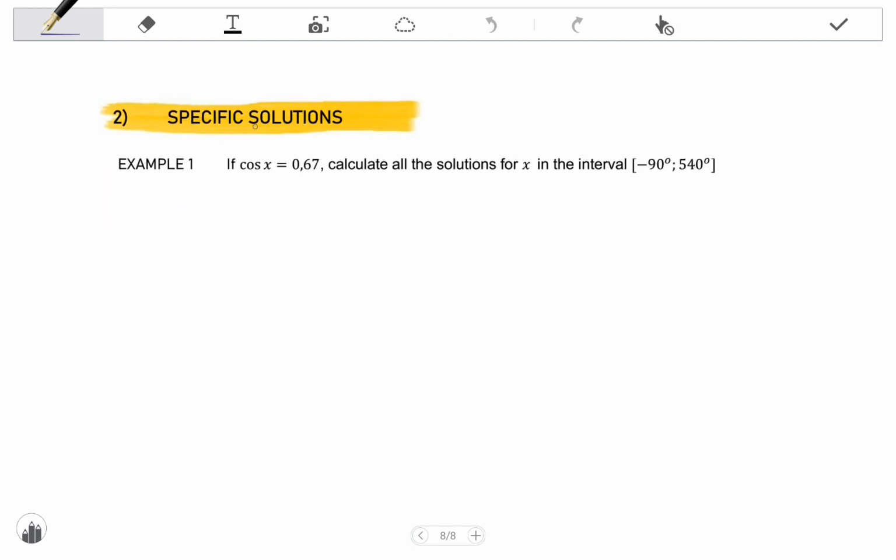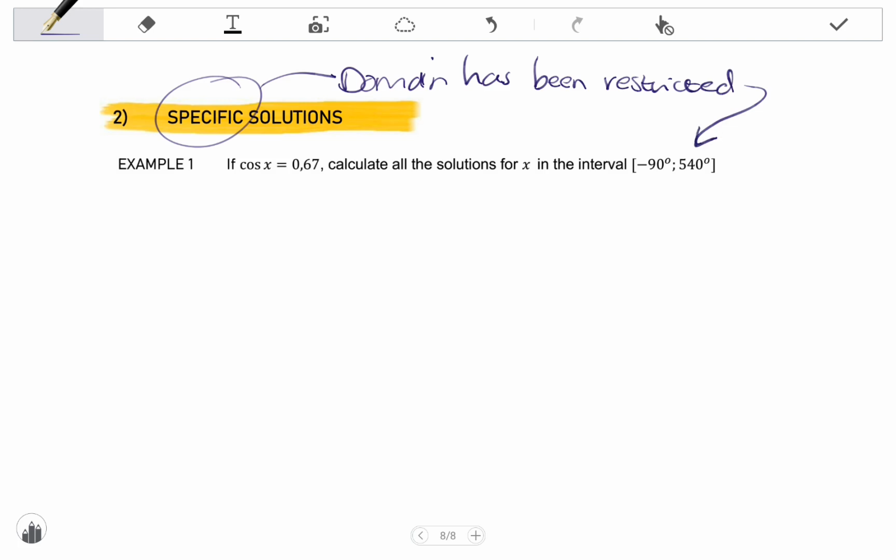Okay, last example, and what we look at in this example is how to find a specific solution or specific solutions. This occurs when our domain has been restricted, like in the given interval. So it says if cos x equals 0,67, calculate all the solutions for x in the interval from negative 90 degrees to 540 degrees.